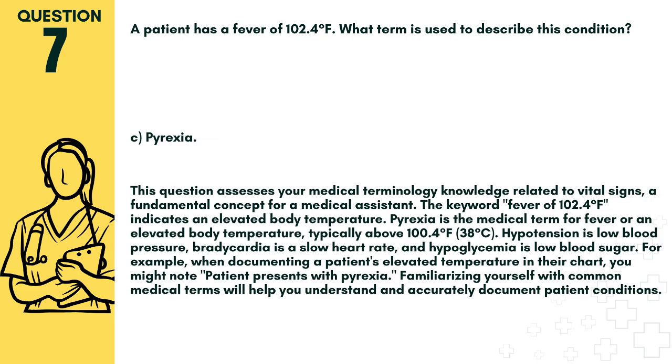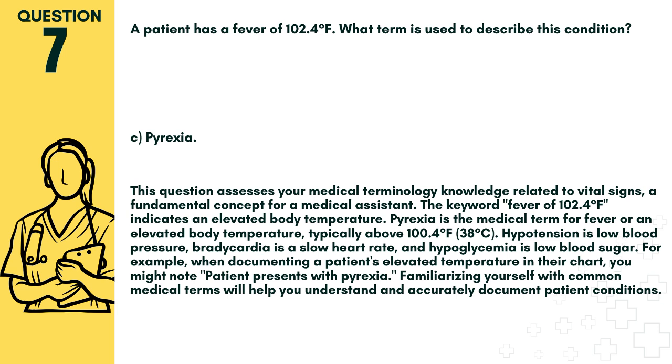Answer: C. Pyrexia. This question assesses your medical terminology knowledge related to vital signs, a fundamental concept for a medical assistant. The keyword fever of 102.4 degrees Fahrenheit indicates an elevated body temperature. Pyrexia is the medical term for fever or an elevated body temperature, typically above 100.4 degrees Fahrenheit, 38 degrees Celsius.